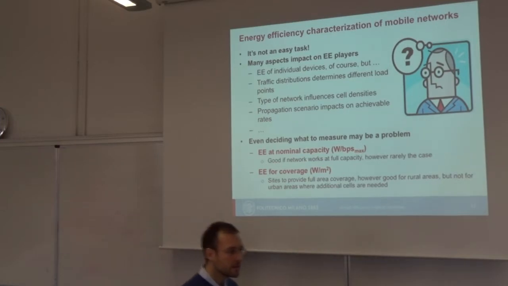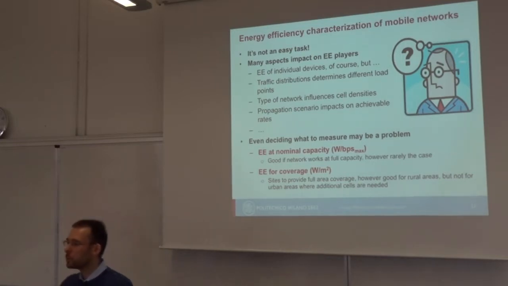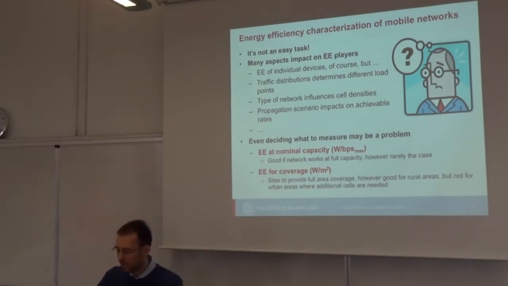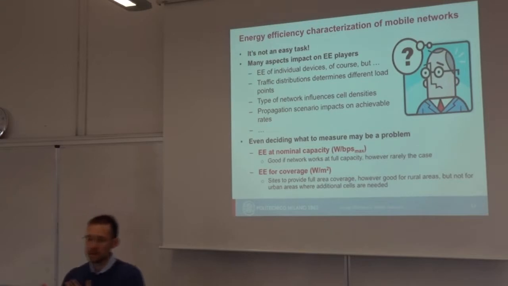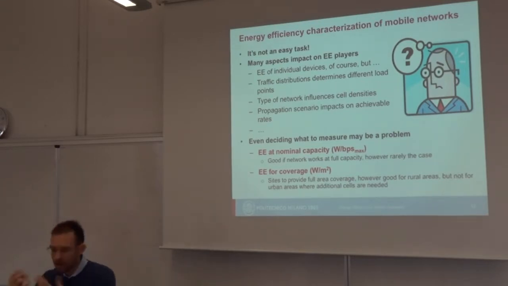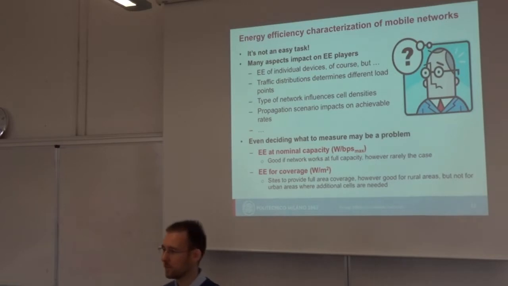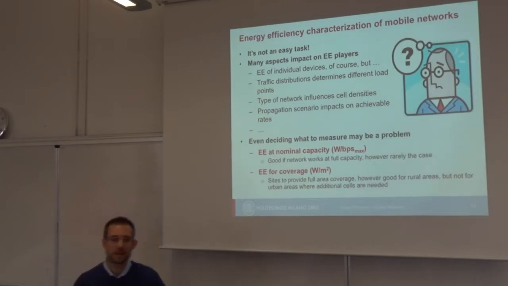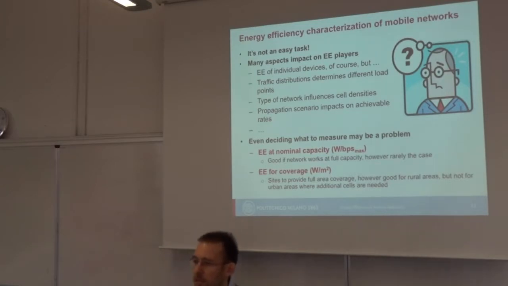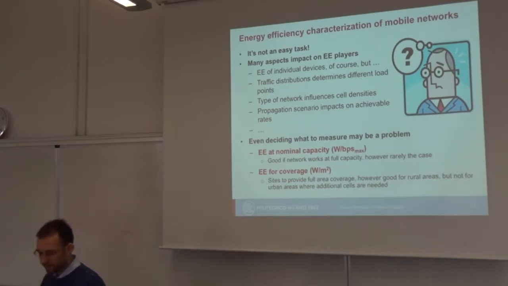Another thing that is important is the type of network, because for instance, in different areas of your mobile network, you may decide to have different deployments, and having different deployments causes different energy efficiency. And the last thing is the propagation scenario. If you want to run your network with a frequency or a scenario where the propagation is hard because the attenuation is high, you have to inject more power, so it consumes more. And many, many other things that you have to take into account when you measure it.